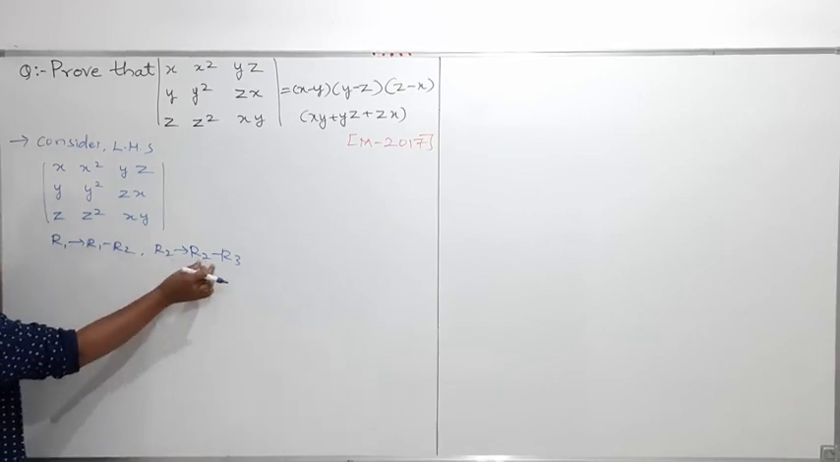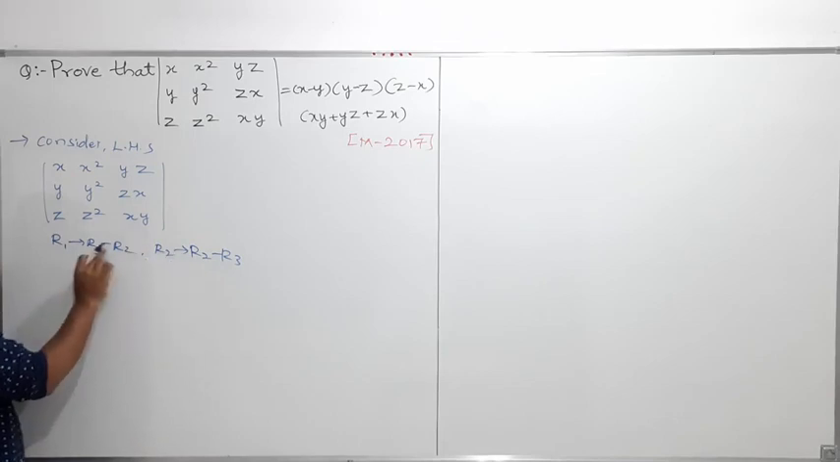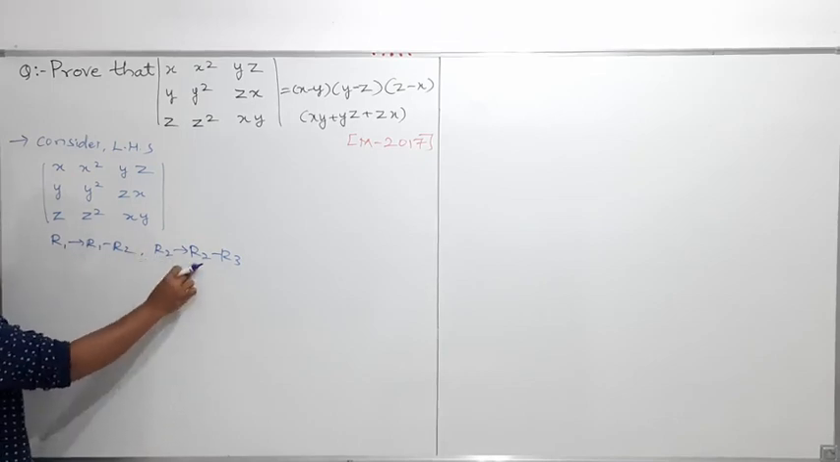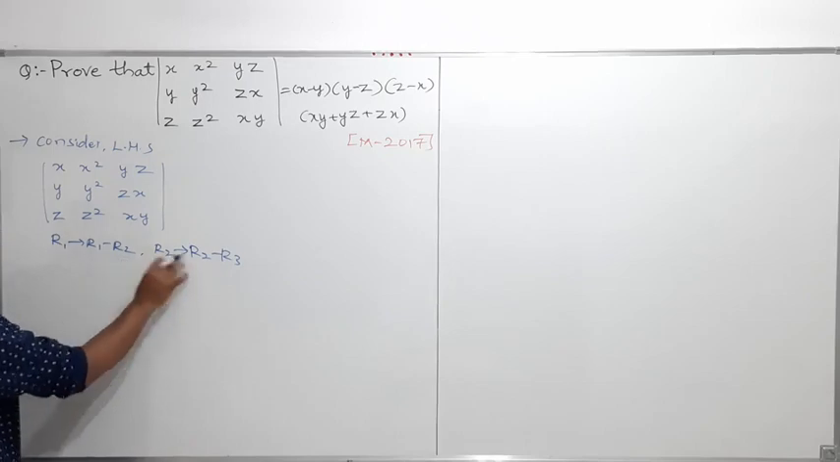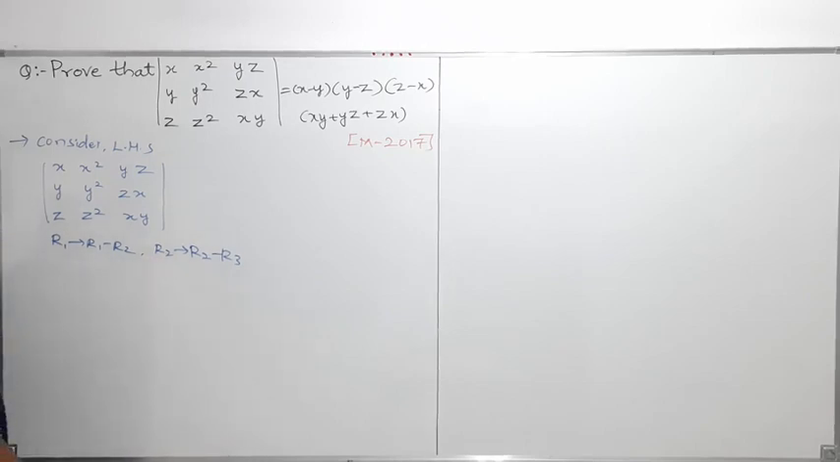So you can use R2. R2 is not yet changed here, but in this time R2 is changing. So therefore you can apply these two operations at a time. And now, my dear students, R1 changes to R1 minus R2.